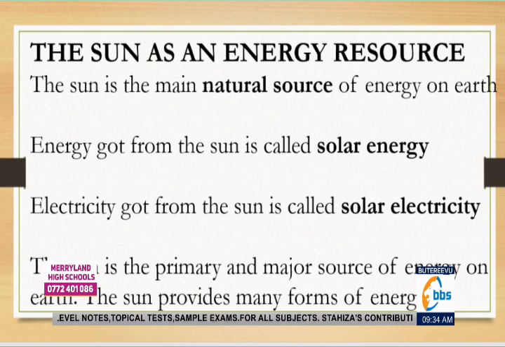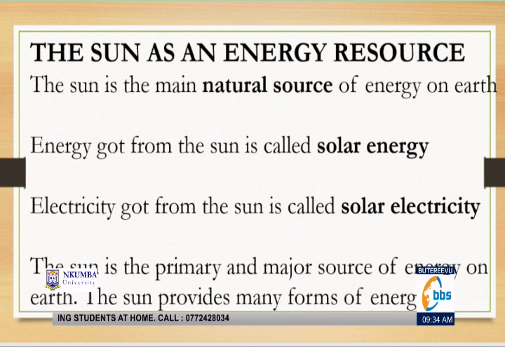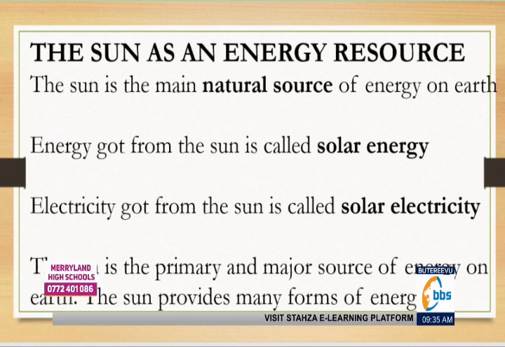Remember, as I told you, the sun is very important. It's the natural source of energy on the earth, and the energy that is got from the sun is what we call solar energy. However, the sun is the major, or primary, source of energy on the earth. Why? Because it provides many forms of energy. Is that okay? I hope I'm not speedy.